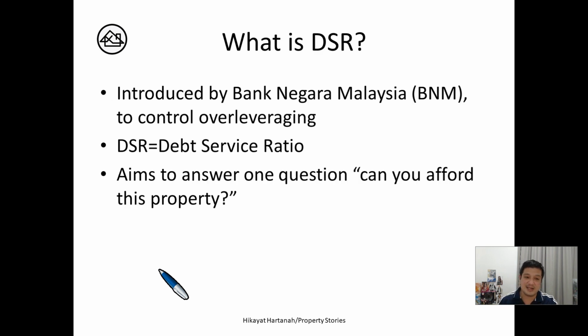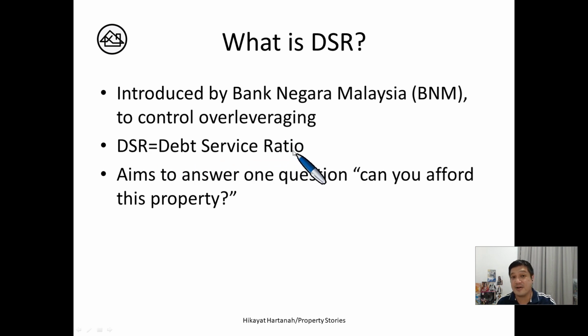First, what is DSR? DSR was introduced by Bank Negara Malaysia to control over-leveraging, because a lot of people take loans. Last time when you took loans, they just looked at your payslip, then they would just give you the loan. They did not actually count your commitments in CCRIS. So Bank Negara noticed that too many people were taking too many loans. That's why they control this by introducing this concept called the DSR, or debt service ratio.